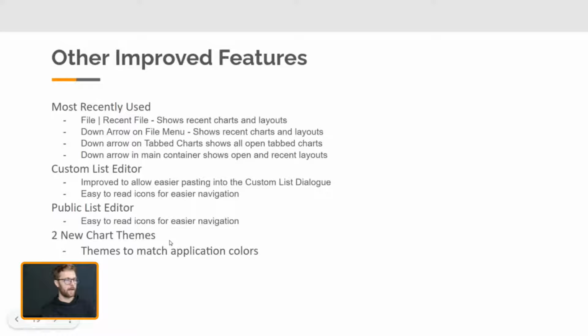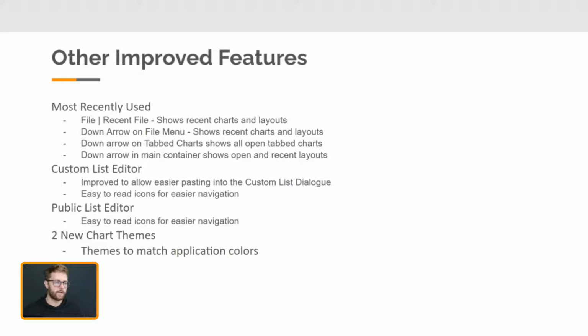And then other improved features, these would be some other ones. And I think I showed a lot of this too, I believe. Let's see, the most recently used. Oh no, I didn't show this all. But these are new features and different options where you can see most recently used charts and layouts, the down arrow on the file menu, different things to make the function much easier to use.